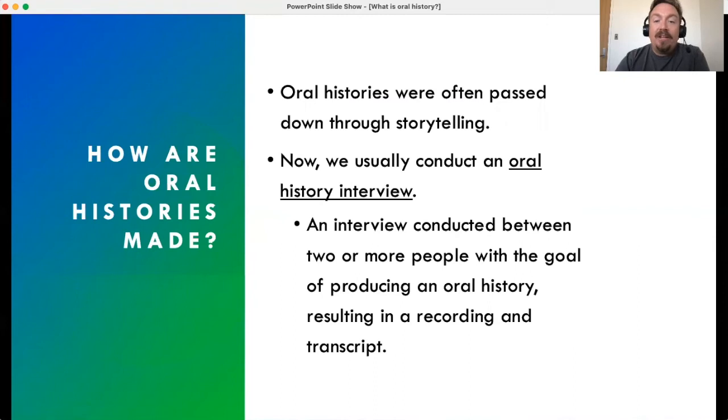Nowadays, when we are interested in preserving an oral history, we usually conduct what's called an oral history interview. An oral history interview is an interview conducted between two or more people. They often have one person who is asking questions and one or more people that are answering. And we're going to go into a lot more detail on what is exactly a part of conducting an oral history interview in the next videos. Through the process of the oral history interview, the words of the person being interviewed are either written down verbatim or recorded and transcribed later.